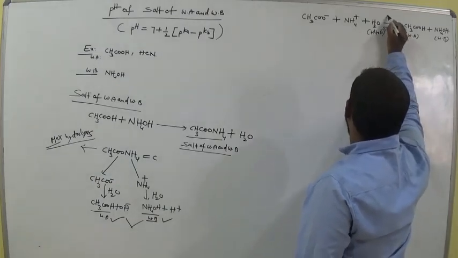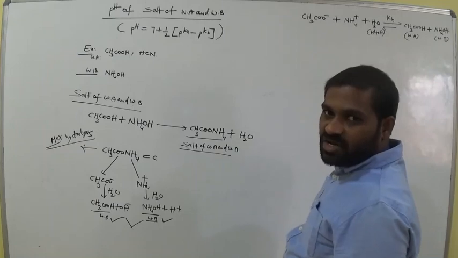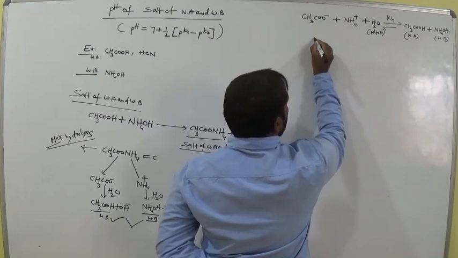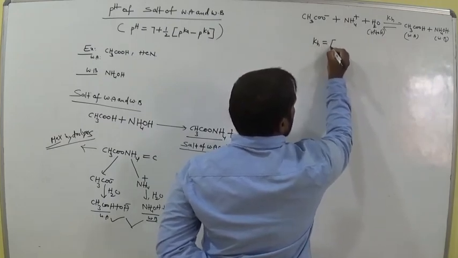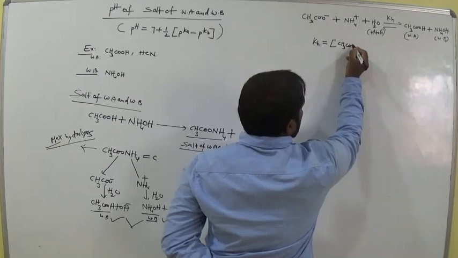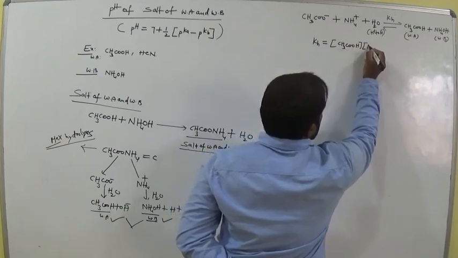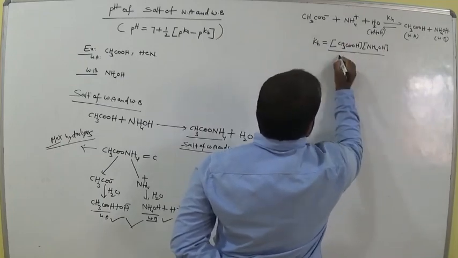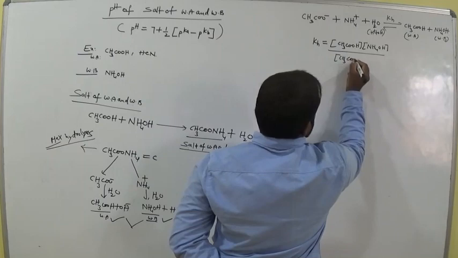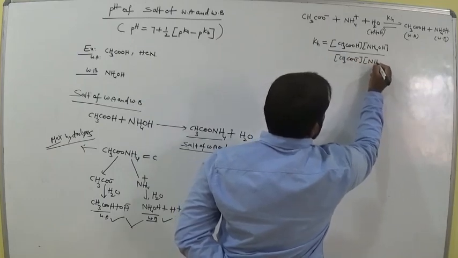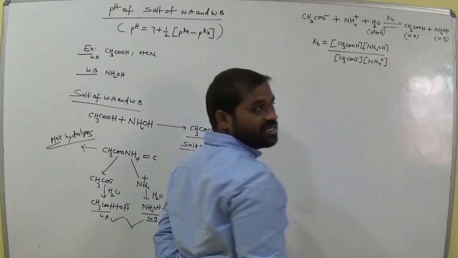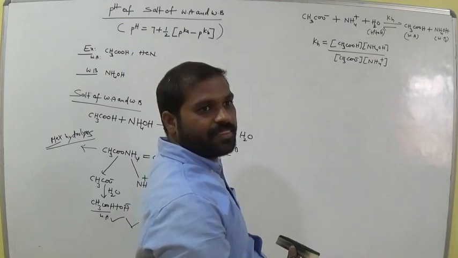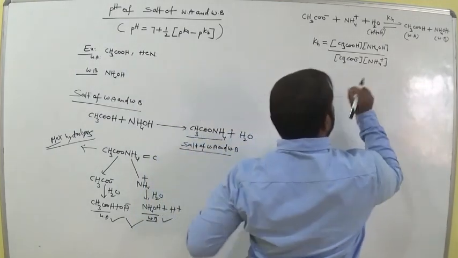Now this is the hydrolysis. That means we have the hydrolysis constant Kh. H2O is a pure liquid. Now write the expression for Kh here. Kh equals molar concentration of CH3COOH and NH4OH over molar concentration of CH3COO minus and molar concentration of NH4 plus. No need to take H2O, remember that. Okay, why? Because its concentration is unity. Clear, ma, all of you? Now this is the Kh expression.